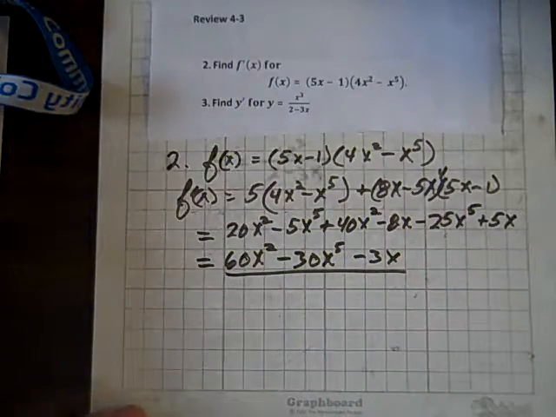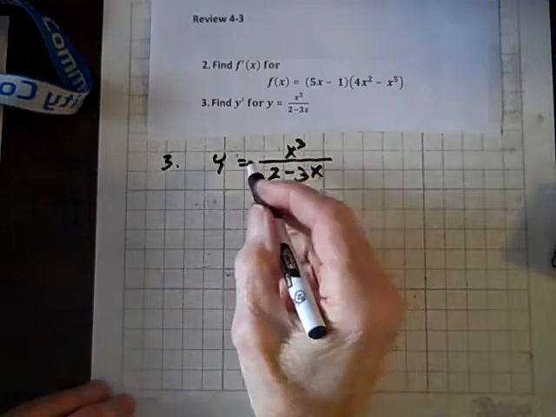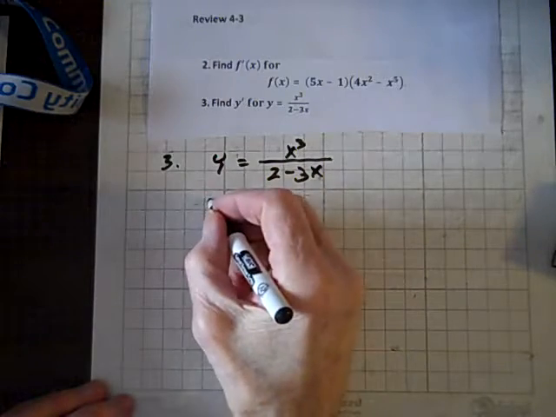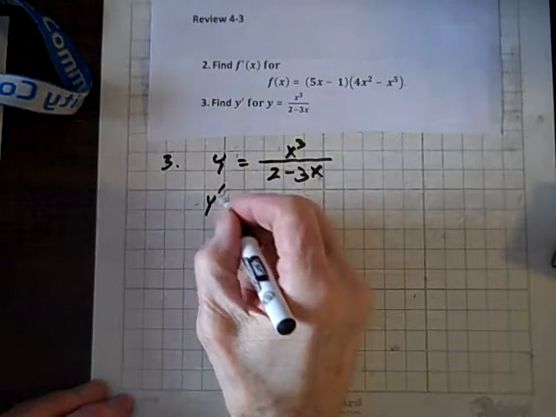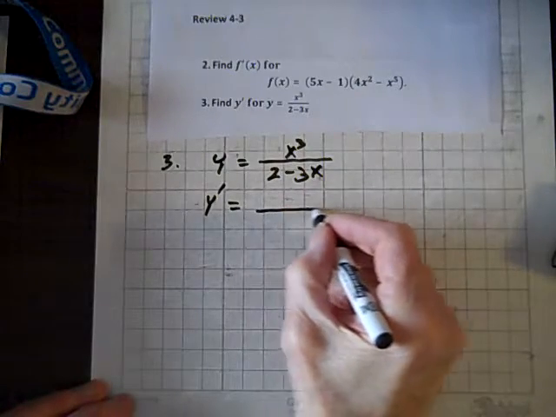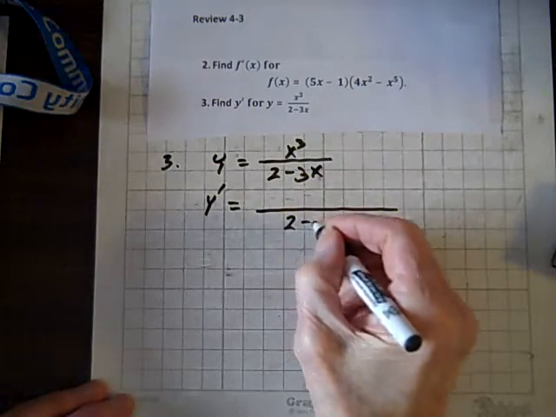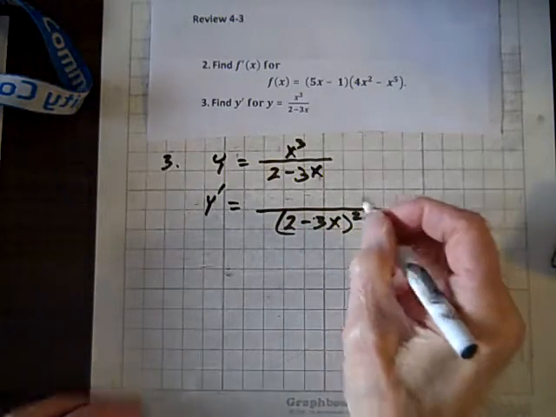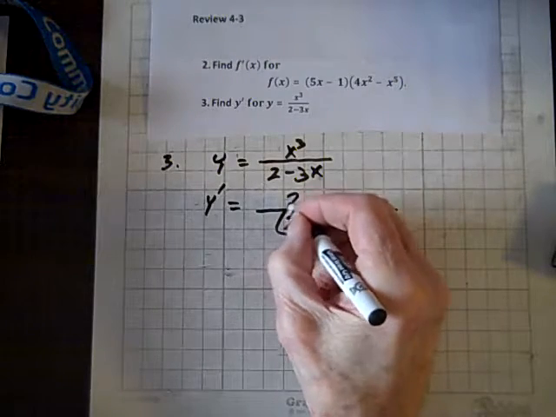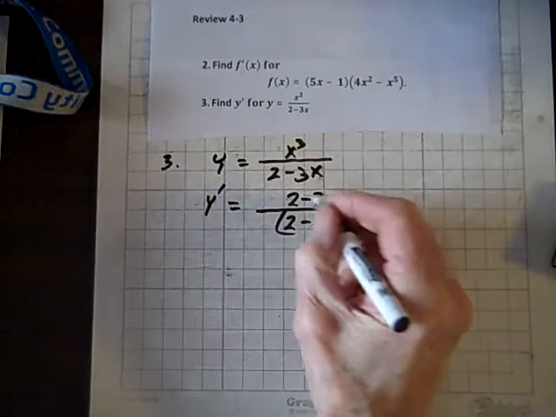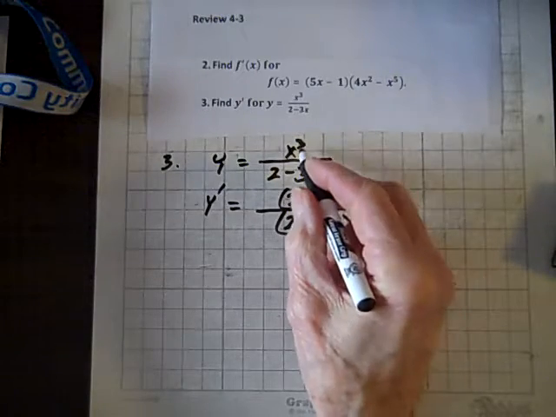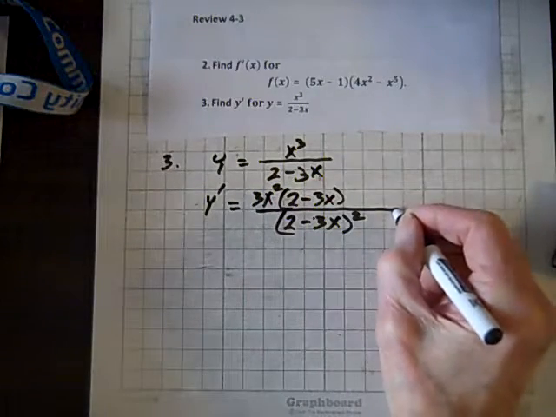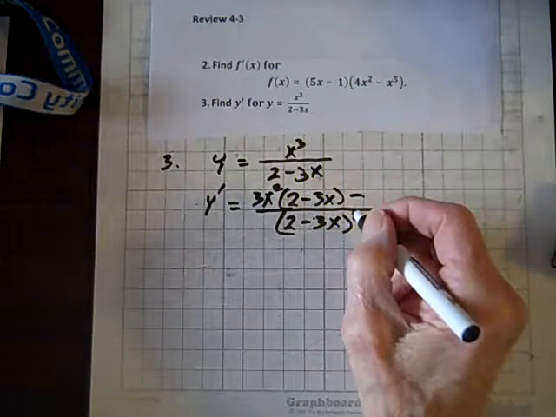We have one more to do. Yes, so now we'll do number 3, and we have to take the derivative of this, so we'll use the quotient rule. So we have y prime equals, and now the quotient rule says square the denominator. Okay, we'll do that. Now, hold the denominator constant and take the derivative of the numerator. So that's going to be 3x squared.